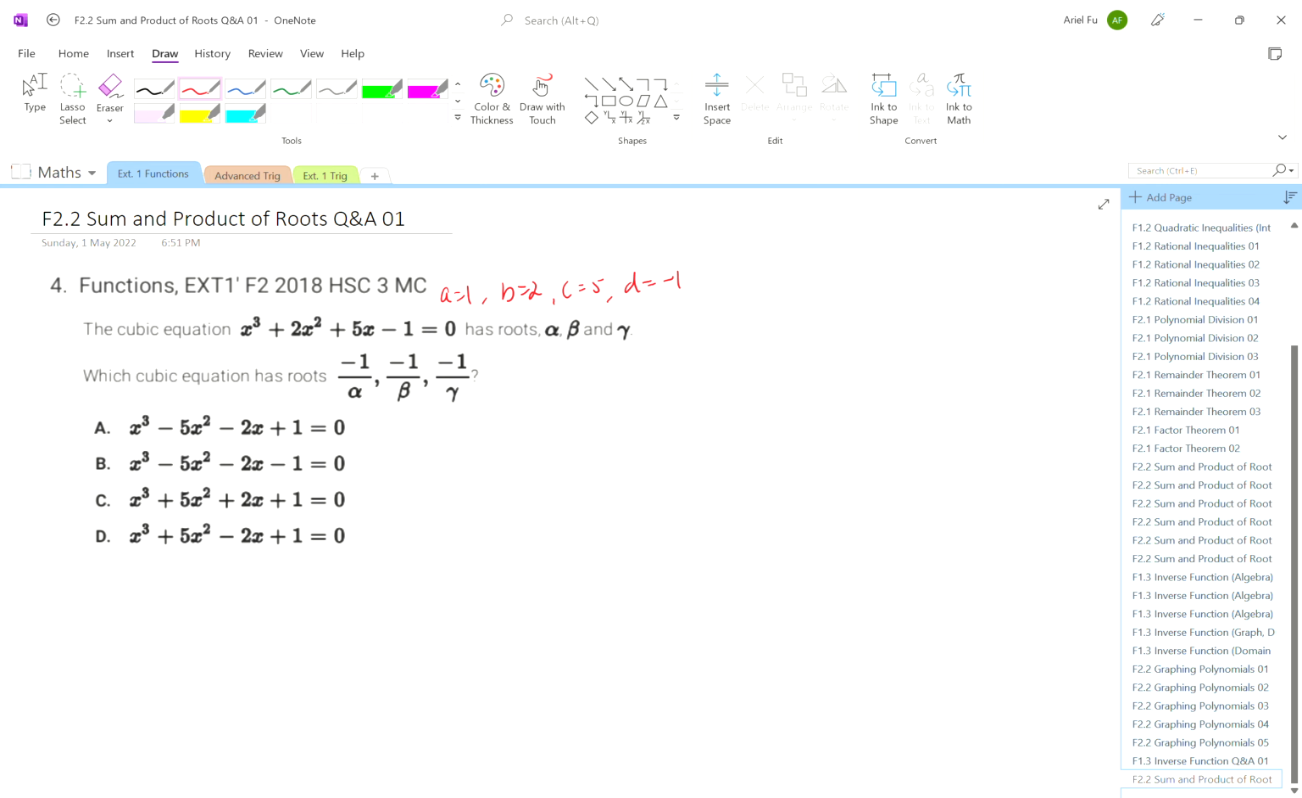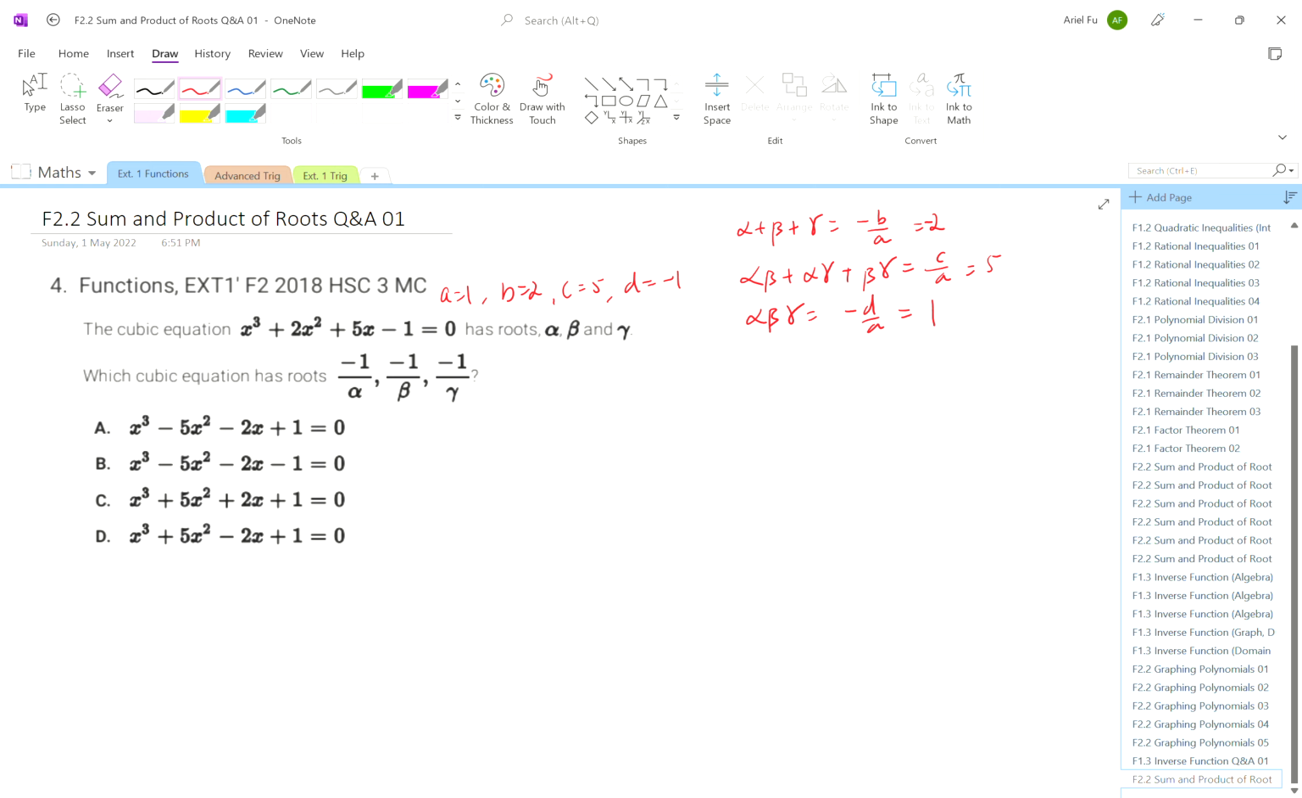Because this cubic has roots alpha, beta, and gamma, I know that alpha plus beta plus gamma equals -b on a, which equals -2. I know alpha beta plus alpha gamma plus beta gamma will give me c on a, which is 5. And I know alpha beta gamma equals -d on a, which gives you +1. All right, just double checking. I'm missing a negative over here. All right, so there we go.